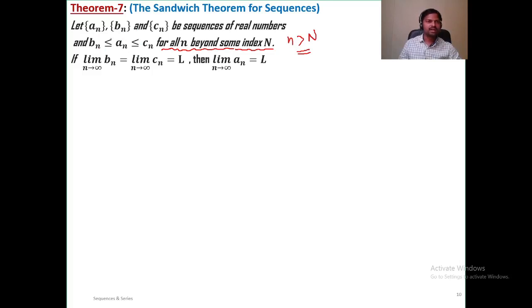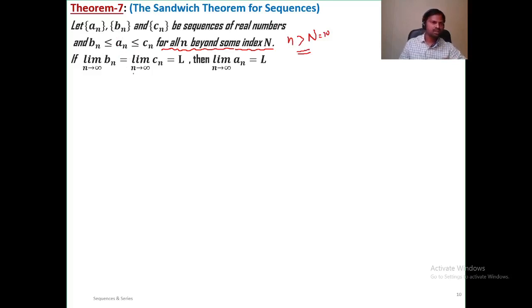This is the entry pass for the sandwich theorem. If three sequences satisfy this condition, then only we can apply the theorem. For example, let's say the first 5 terms do not satisfy the condition that An lies between Bn and Cn, that is, An is more than Bn and An is less than Cn. Then don't worry about that. After a certain stage, for example after the 10th term onwards, if all the terms satisfy this condition, that is more than enough. We can apply the theorem.